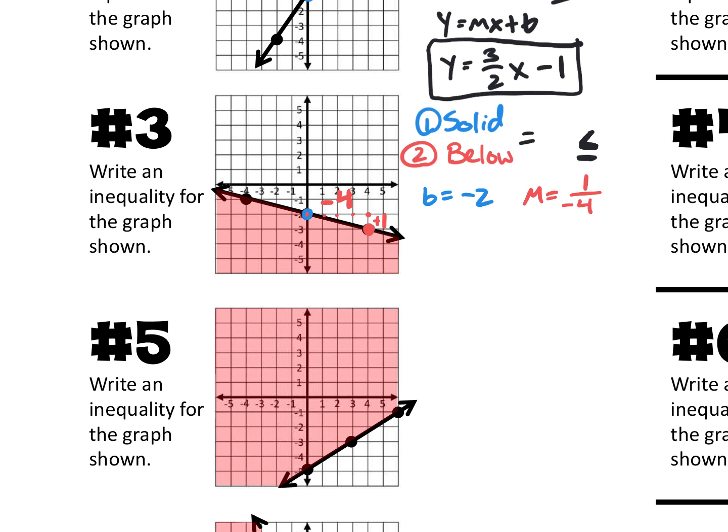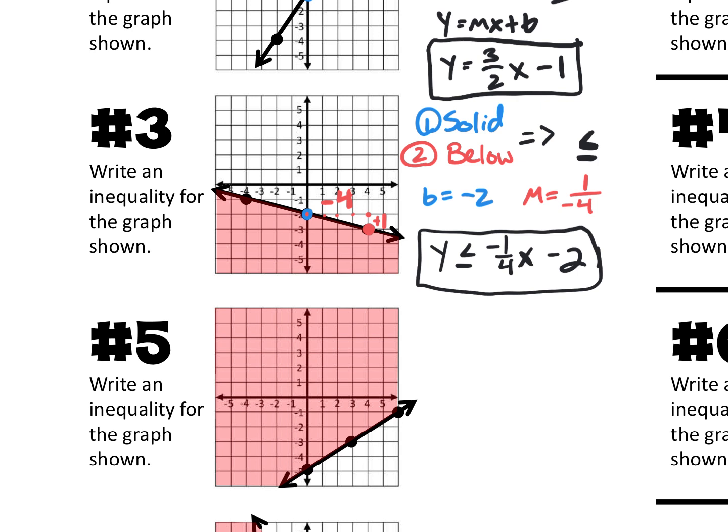So now we do the same thing that we did before. We know that we're going to use the y by itself. Did we figure out what our inequality was? Yeah, it was less than or equal to. Okay, and then you just plug in. Your m value is -1 over 4. That goes with your x. Your b value was -2. And that is my inequality for the graph given.